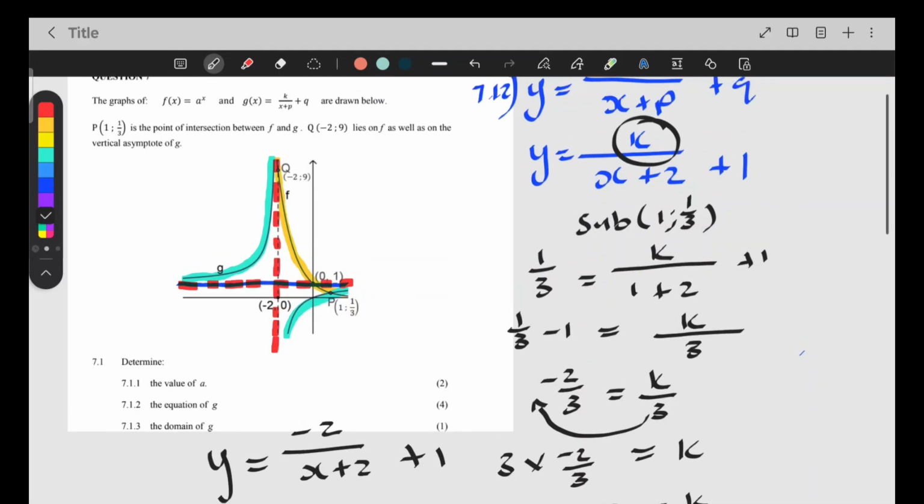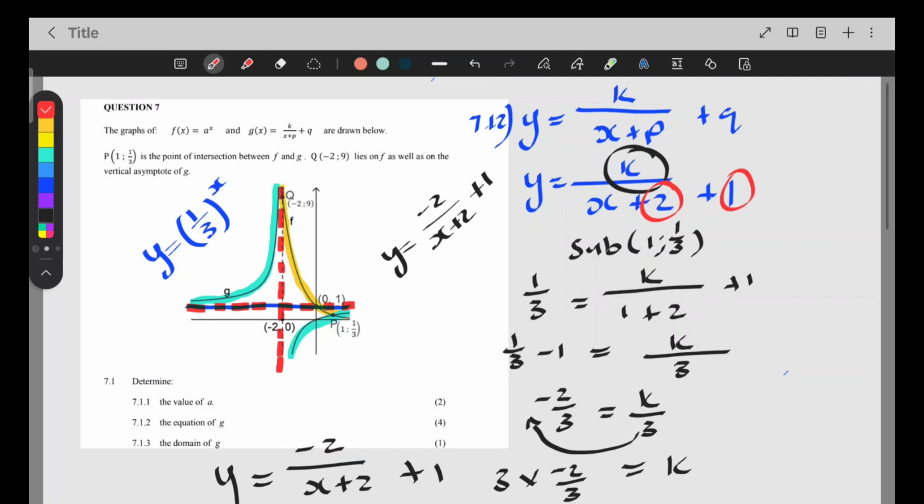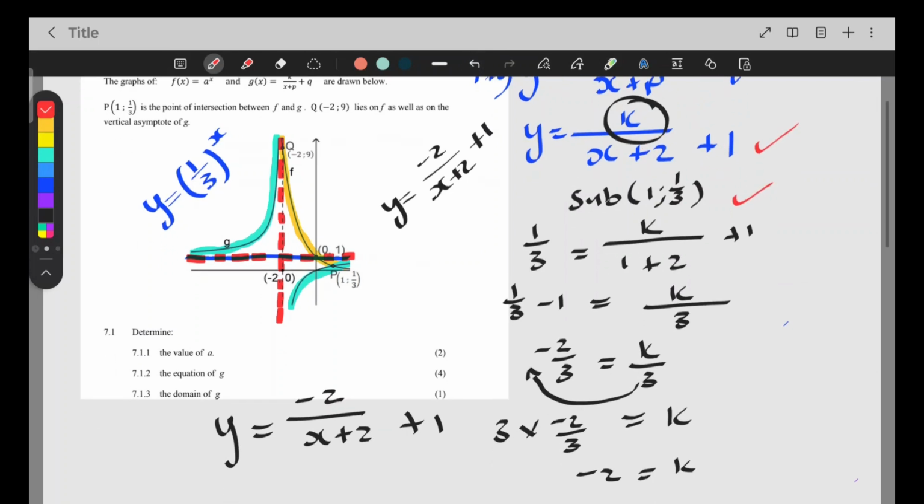Okay, so let's write our equations down. The hyperbola is negative 2 over x plus 2, plus 1. And the exponential is y is equal to a third to the x. So there we have the equations. Okay, how do we mark this question? For putting in the asymptotes, the 2 and the 1, that's a mark. For subbing in your point, that's a mark. For getting k to be negative 2, and then for giving the equation. That's how you would get 4 marks.